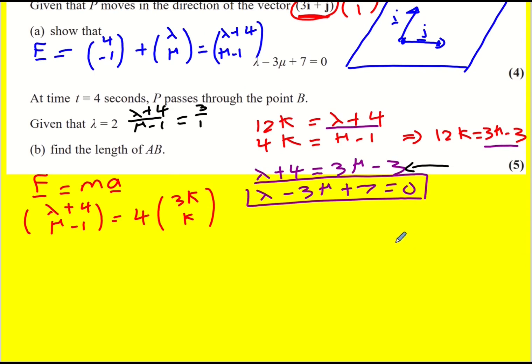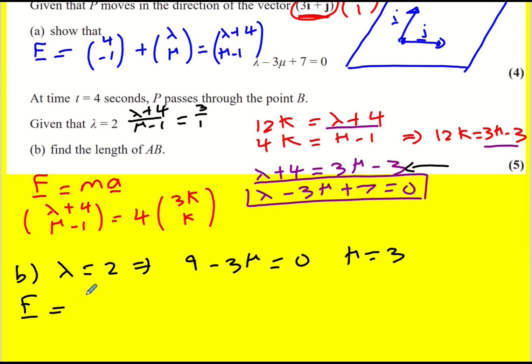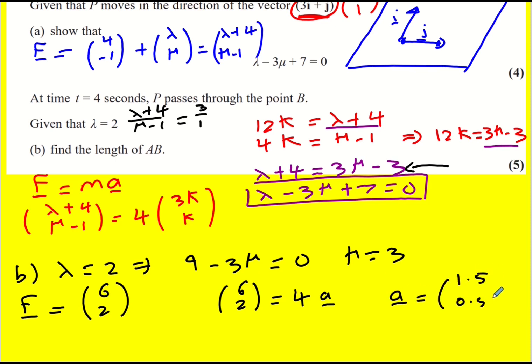We're then told that λ is going to equal 2. So let's work out what μ is. It's going to be 9 - 3μ = 0, because I've just done 2 + 7. So that means μ is going to equal 3. And that means we've got our force. Put it back in. It's going to be 2 + 4 to give us 6, and 3 - 1 to give us 2. And now I can find the acceleration. So (6, 2) is going to equal 4a. a is then going to be (1.5, 0.5).